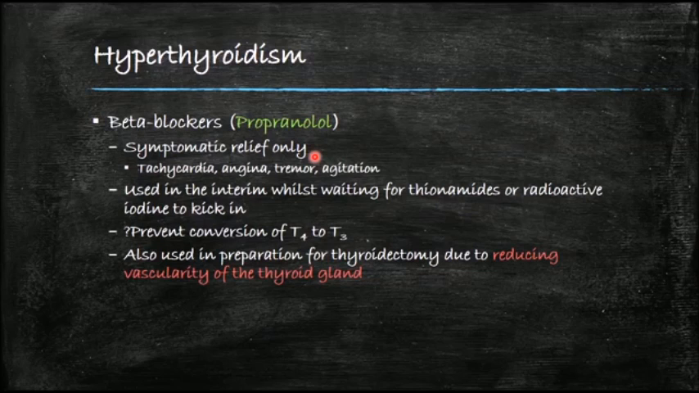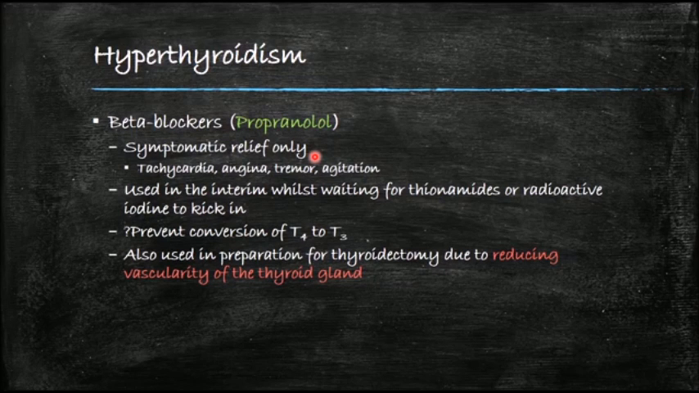tremor and the agitation. So a lot of people use beta blockers for things like stage fright, because stage fright gives you similar sorts of symptoms, right? So when you get up on stage and you're about to do a talk, you might be tachycardic, you might be anxious. So always consider using beta blockers with these kinds of symptoms.